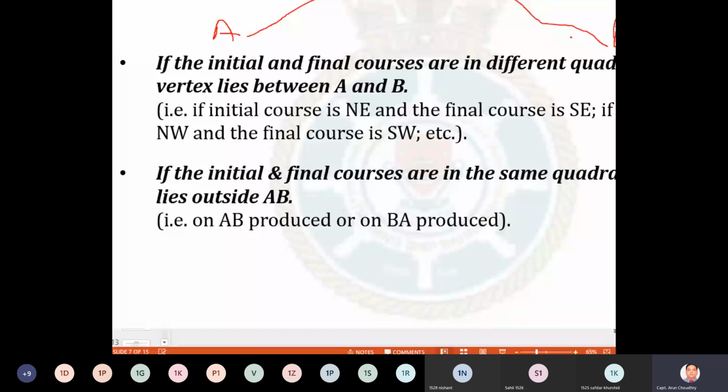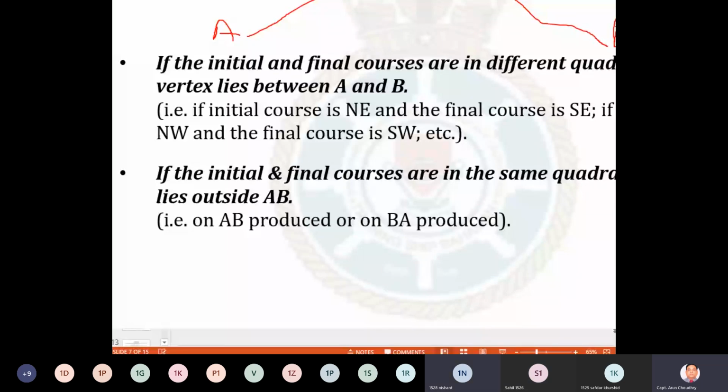And what about this one at B, when she is in the final one? What is the final course? 300? No, about 130. Yeah, about 130, or it is southeasterly. Okay.